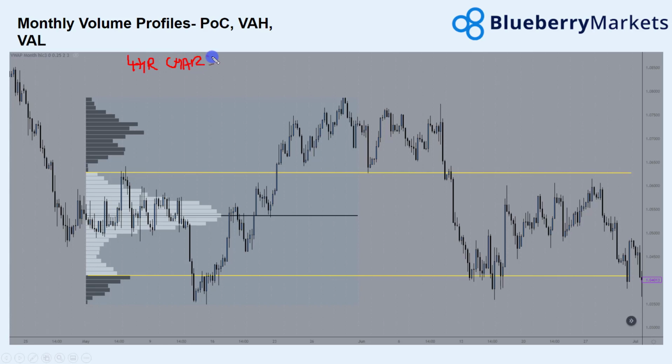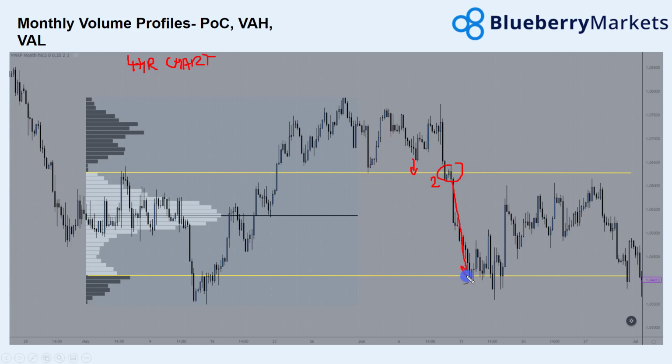With monthly profiles, I recommend 4-hour or daily charts if you're going to use the monthly, just because you've got that bigger area to work with. But two closes back into a value area could suggest that you're going to see another move within that value, and you can see what happened there.